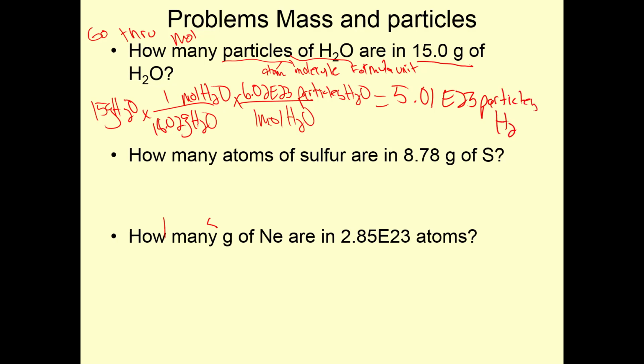of H2O. How many atoms of sulfur are there in 8.78 grams of sulfur? 8.78 grams of sulfur makes me hating grams of sulfur.